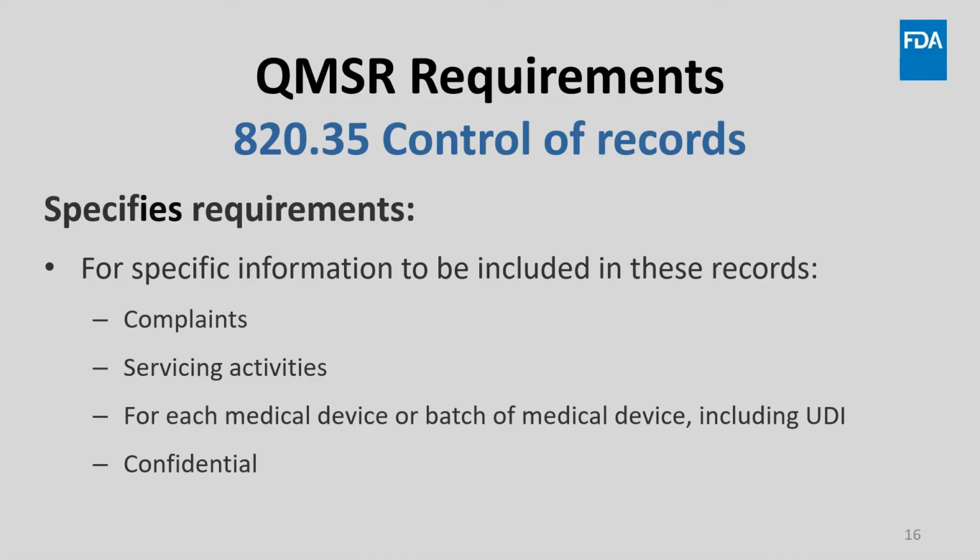This includes documenting information for maintaining detailed records of complaints, documenting all servicing activities, and ensuring comprehensive records for each medical device or batch, which must include the Unique Device Identifier, UDI. Additionally, it encompasses the management of records deemed confidential by the manufacturer and marked as such to aid FDA in ensuring sensitive information is securely handled and protected.